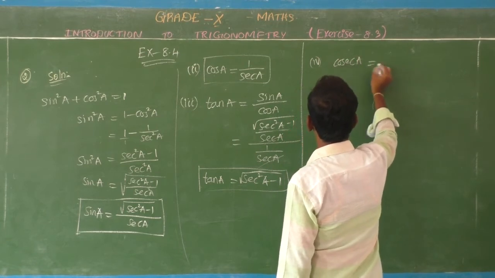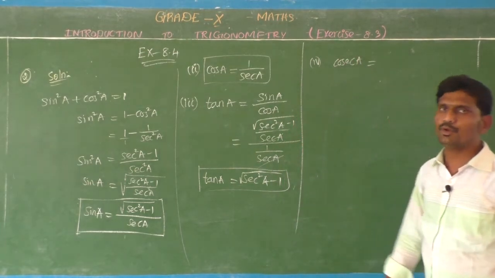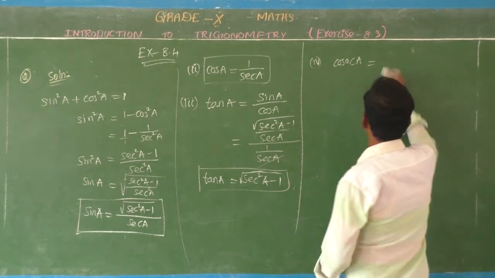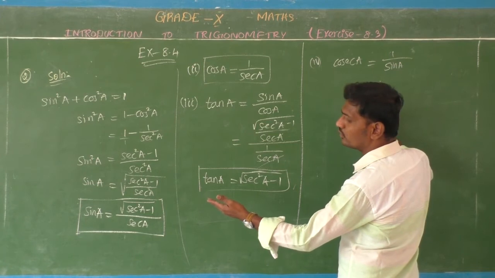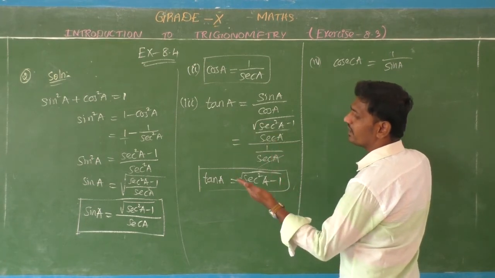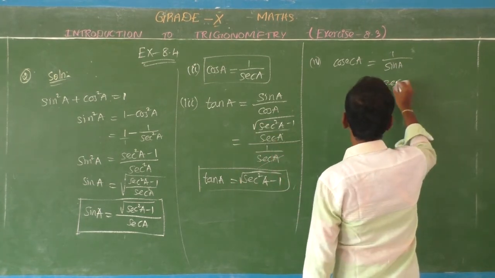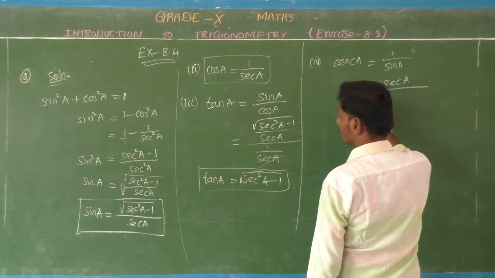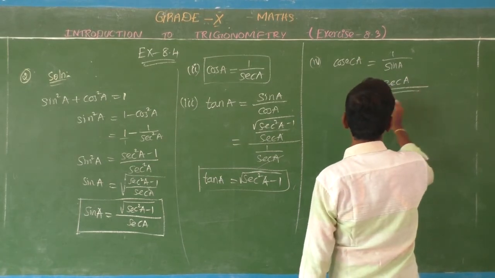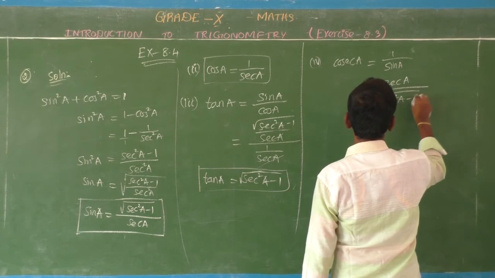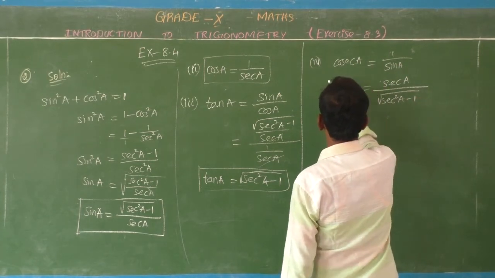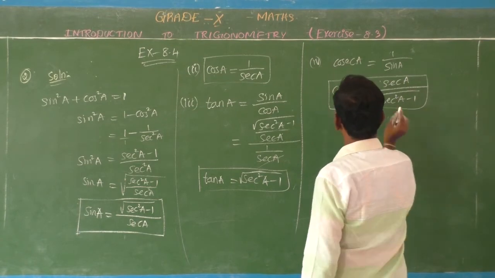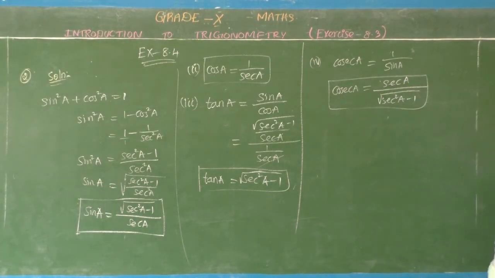Cosecant A. So cosecant theta is the reciprocal of sin A, so 1 by sin A. Already you know the sin A is square root of secant square A minus 1 by secant A. So now the reciprocal of that is equal to secant A by square root of secant square A minus 1. So this is the value of cosecant A.